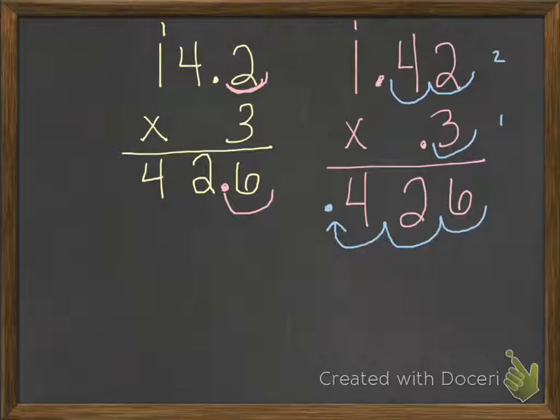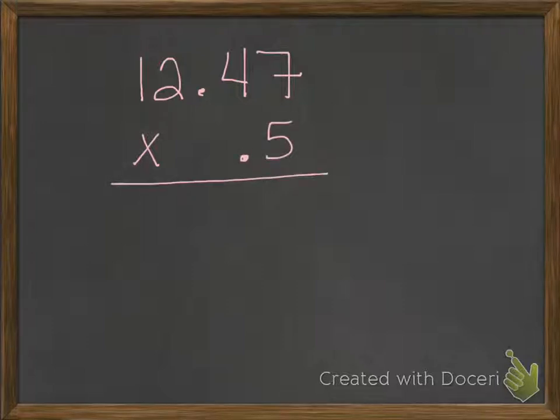Let's try a harder problem. Remembering everything that we've just done, I would like you to try this problem by pausing the video as soon as you see the information, and then come back and I will walk you through the answer. Try the problem 12 and 47/100ths times 5/10. Go ahead and pause the video, try the problem on your own, and then come back.